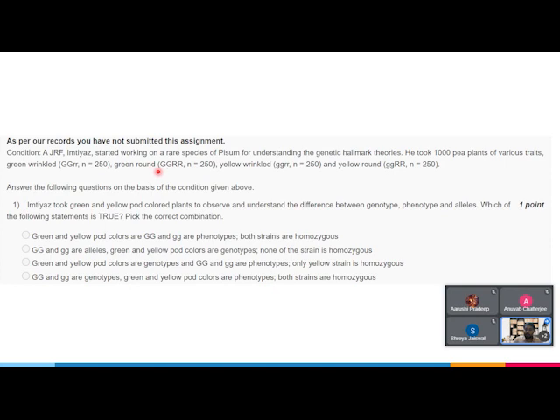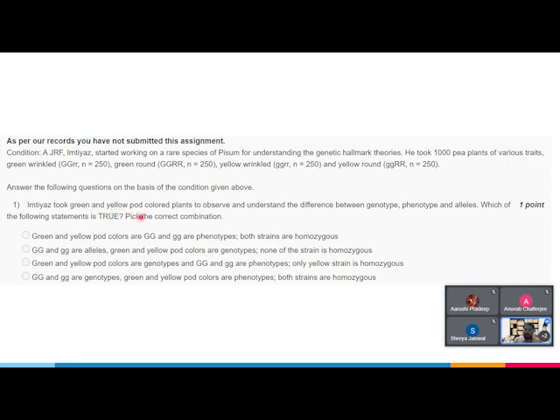250 of those were green and round. So round is our dominant trait in the second one, which is given in the capital R. 250 of those were yellow wrinkled, and 250 of those were yellow and round. One thing to see is that all of them are homozygous in the traits, which makes life a lot simpler while working on the problems. We have to answer the following questions based on the condition given above.